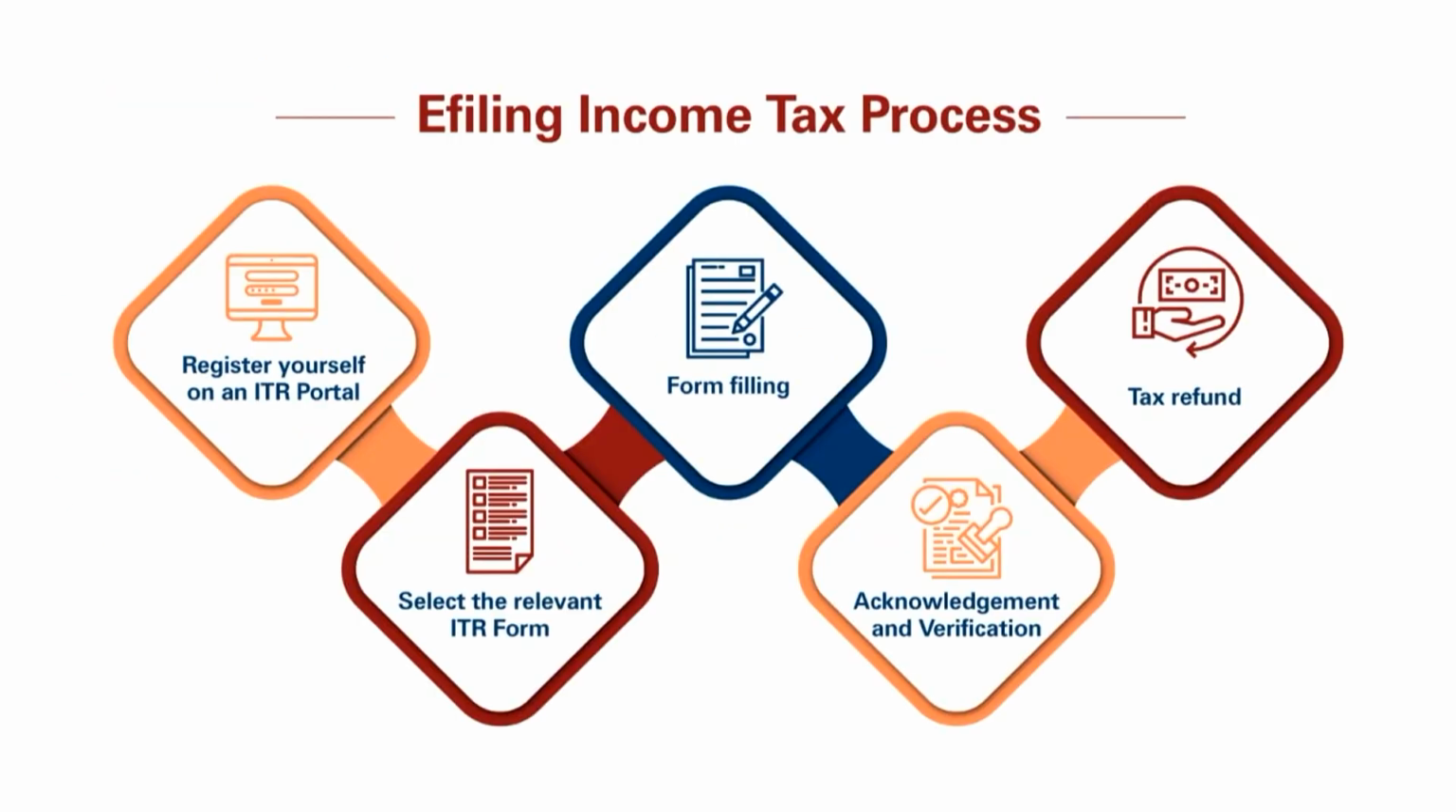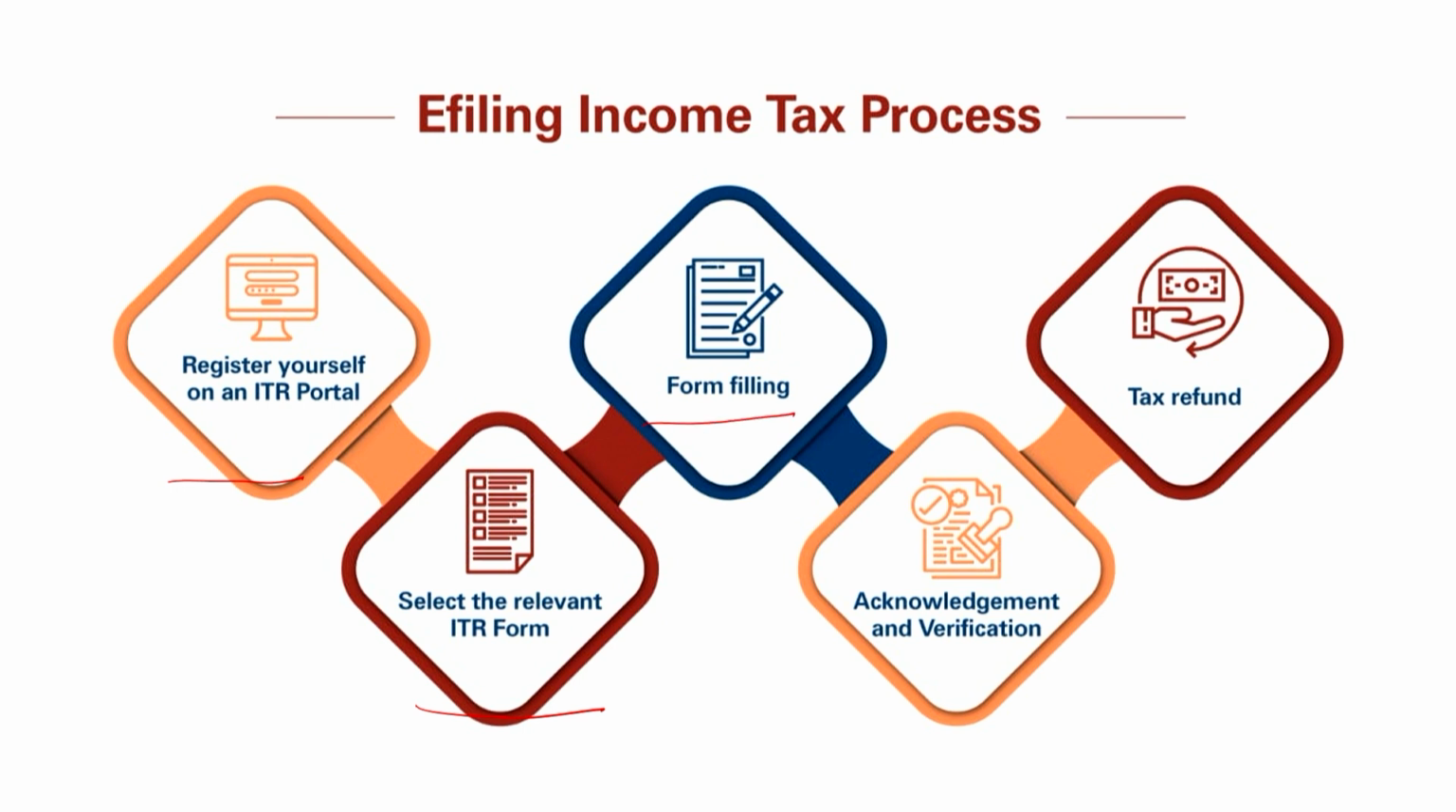Now, the process of income tax filing with the help of e-filing is, first you need to register yourself on an ITR portal. After that, you need to select the relevant ITR form for you. So, we had discussed the different types of ITR forms, ITR 1, 2, 3, 4, 5 and 7. With the help of those different categories of forms, under which the different types of assessees have been included for the ITR filing, you can choose which form is relevant for you.